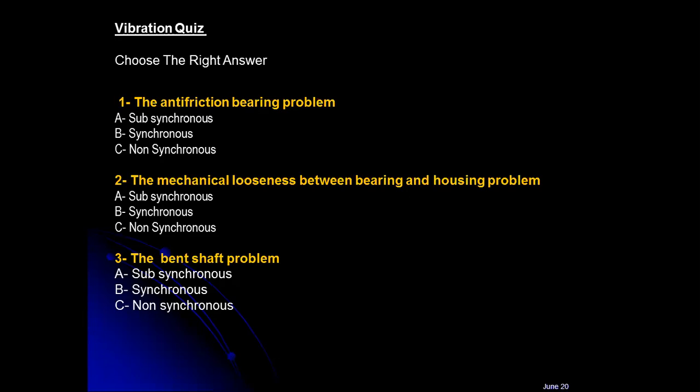This is the quiz. 3 questions. You have to solve it in 1 minute. Choose the right answer. The anti-friction bearing problem happens at subsynchronous, synchronous, or non-synchronous. The mechanical looseness between bearing and housing problem, subsynchronous or synchronous or non-synchronous. The bent shaft problem, synchronous or subsynchronous or non-synchronous.